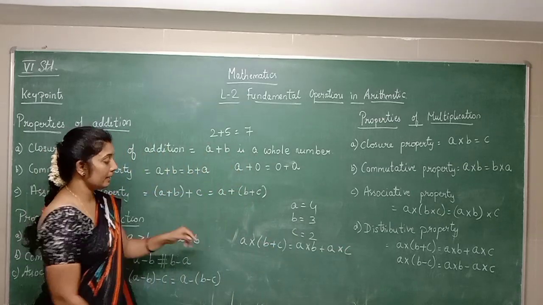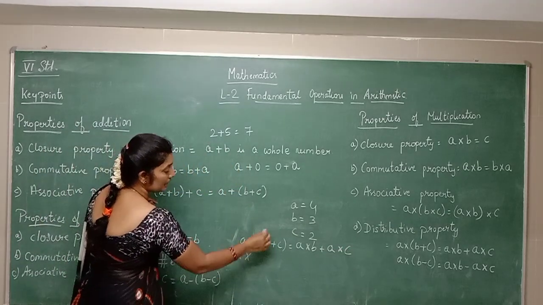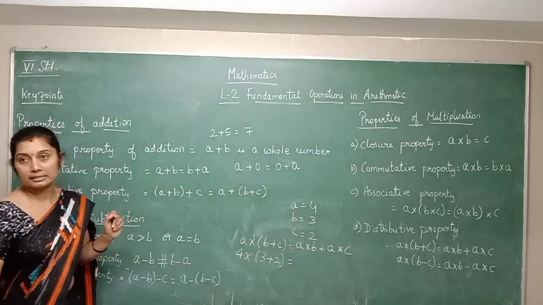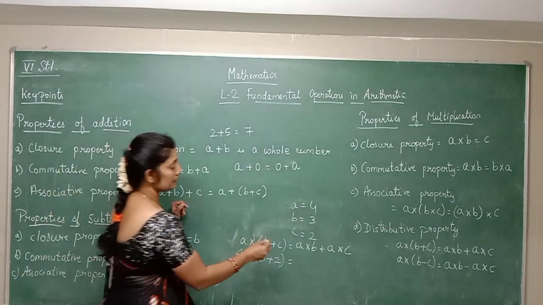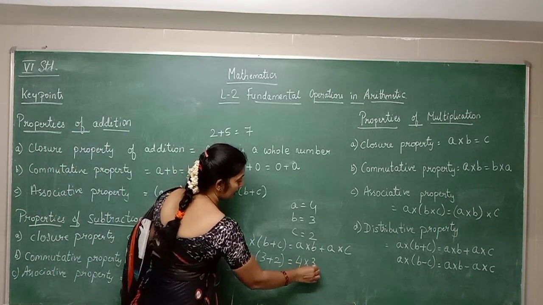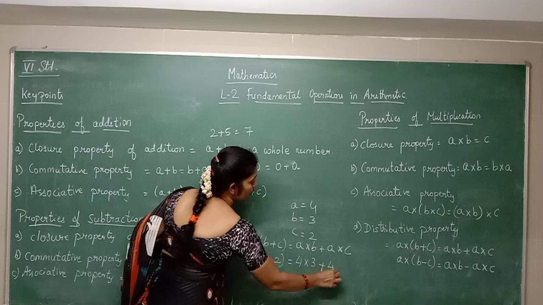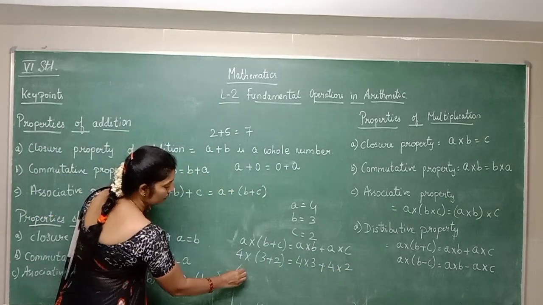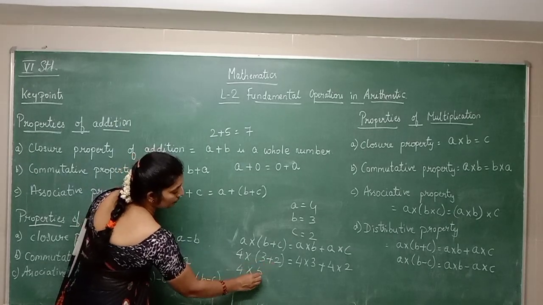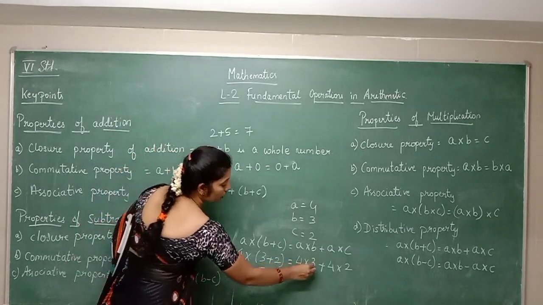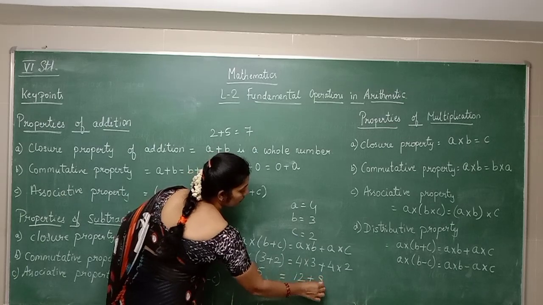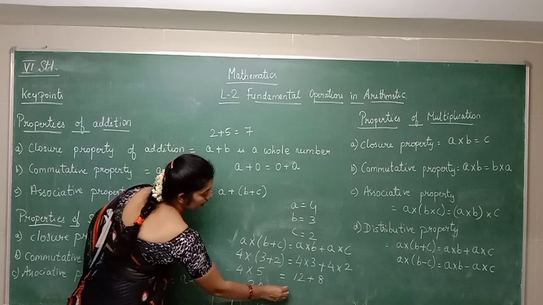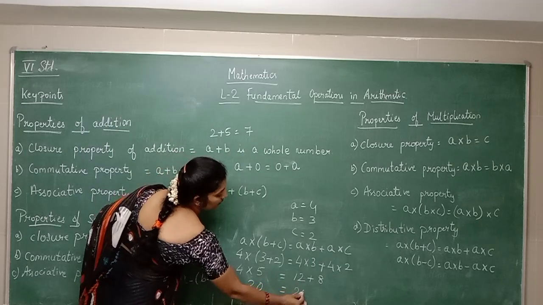So what have I taken as A? 4. B and C, what have I taken? 3 plus 2. You should write like this, then it will be very easy. So what is A? 4 into 3 plus, again what is A? 4 into 2. So here I am getting 4 into 3 plus 2, which becomes 5. Here I have 4 3s are 12 plus 4 2s are 8. Now 4 5s is what? 20. Here also 12 plus 8 is 20.